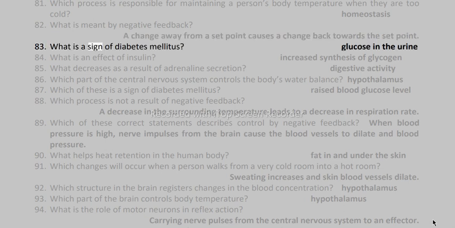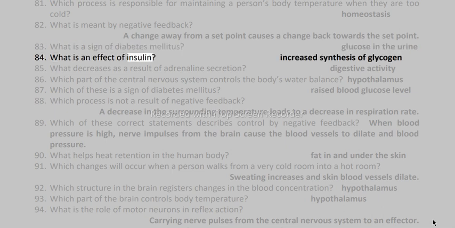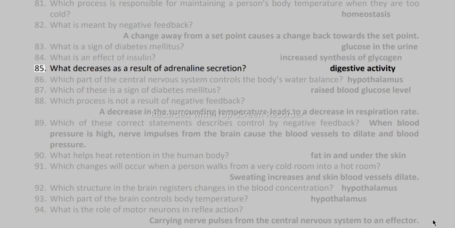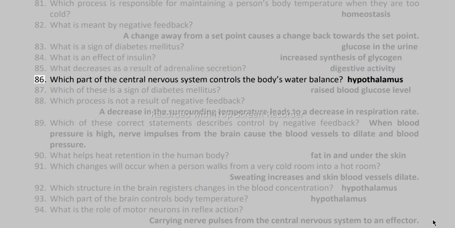83. What is a sign of diabetes mellitus? Glucose in the urine. 84. What is an effect of insulin? Increased synthesis of glycogen. 85. What decreases as a result of adrenaline secretion? Digestive activity.